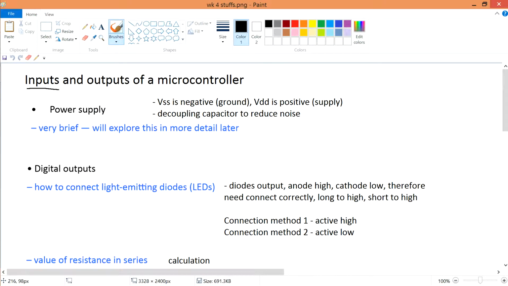In this video, we'll talk about input and output of a microcontroller. The text, you always see microcontroller, UC, it means microcontroller. Before going to input and output, I'll just talk about the power supply. The power supply has a VSS, which is negative, ground, and VDD is a positive supply.